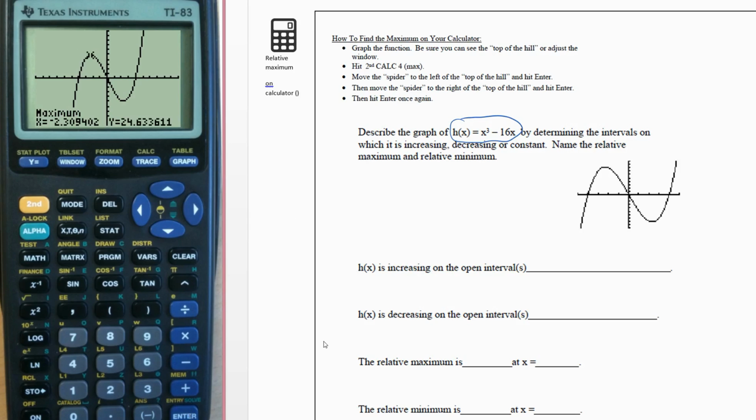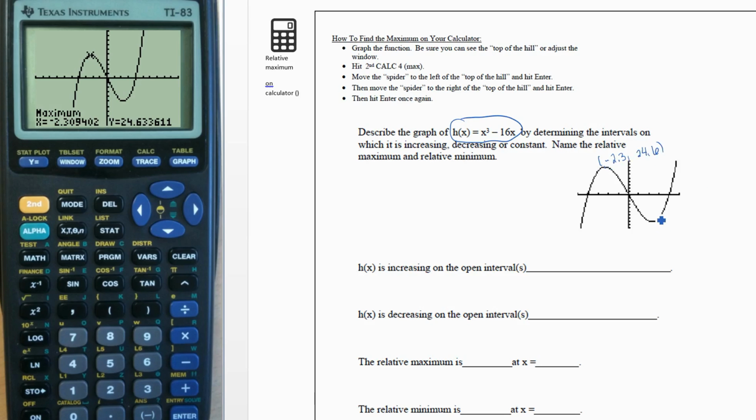We're actually just going to use an approximation. So we'll say this point is approximately -2.3 comma 24.6. So we'll just round to 1 decimal place.